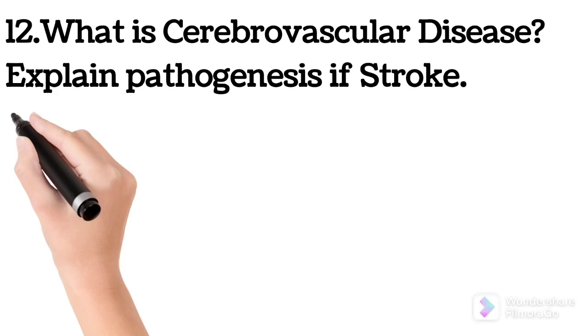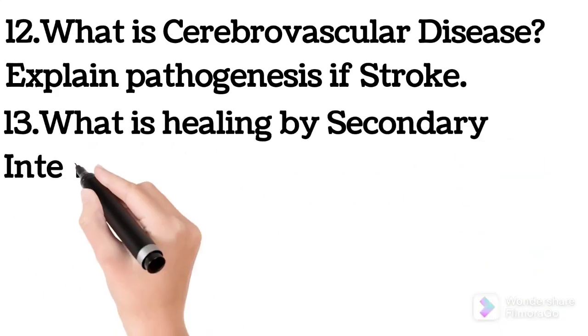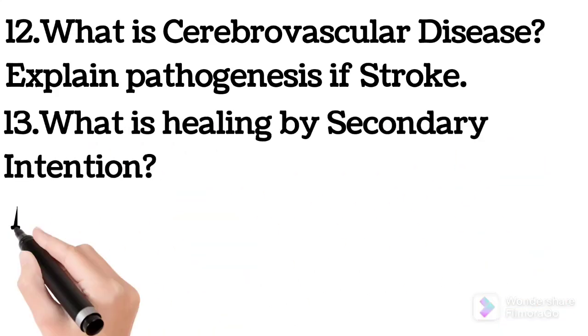Clear? Yeah. Then what is a cerebrovascular disease? Explain pathogenesis of a stroke. Cerebrovascular disease means these are the brain disorders, and you have to explain here what are those, and you have to explain the stroke, brain stroke basically. Due to the loss of oxygen or loss of blood to the brain cell, that leads to the stroke. Explain the pathogenesis, it's over.